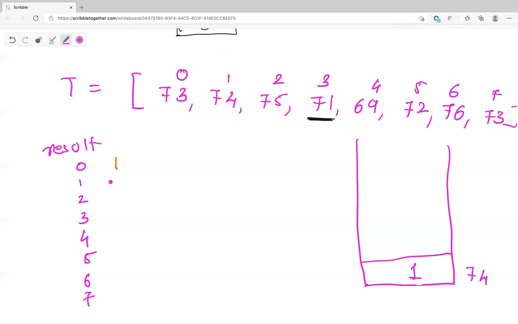Correct? Yes. And now you go to the next element, correct? Now you go to the next element. So when you're looking at this temperature 75, what is it that you're going to do? You look at the stack. If there's anything lower than me, you're going to kick that out, and you know that you have the answer because you are the bigger one than the one which is already there in the stack.